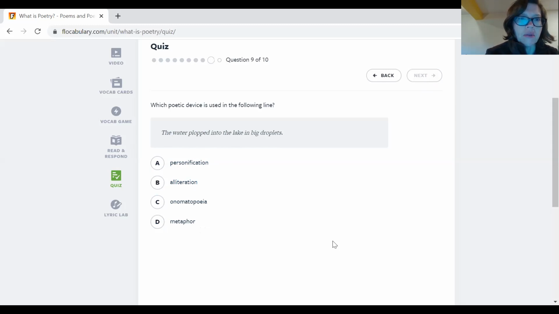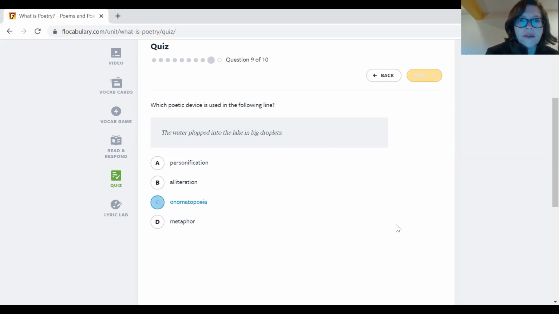All right, question 9, which poetic device is used in the following line? The water plopped into the lake in big droplets. Is this personification, alliteration, onomatopoeia, or a metaphor? All right, you choose what you think is the right answer. And we'll give you a hint. It should be a sound device rather than a figure of speech. See if that helps. All right, you write down what you think is the right answer.